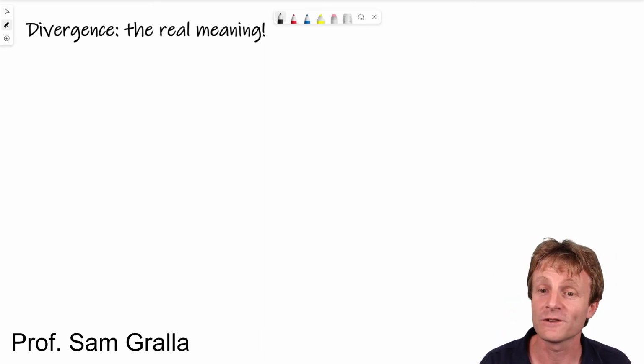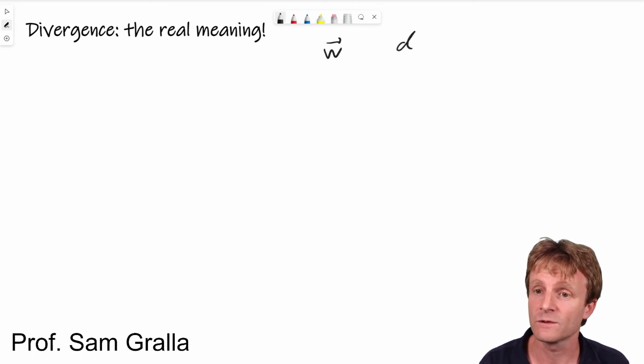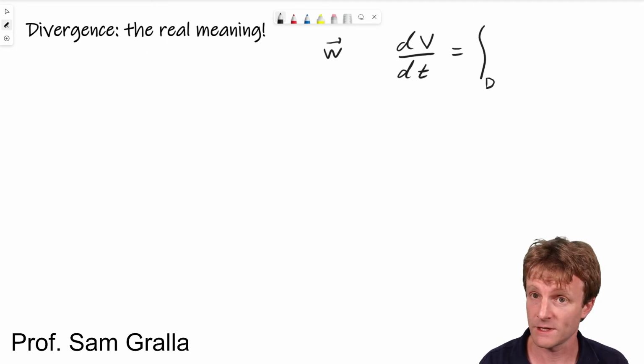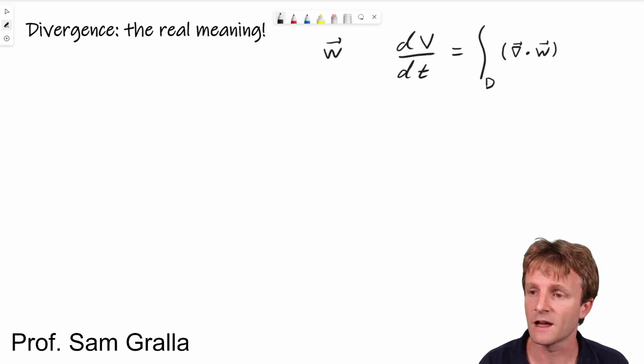We're going to call the vector field W, and I'm not going to call it V because we're going to use V for the volume. So the volume of a region, V, changes with time according to dV/dt equals the integral over that region, which I'm going to call D, of the divergence of that vector field. Now I'm writing little arrows, and I'm thinking about 3 dimensions, but actually this holds in any number of dimensions.